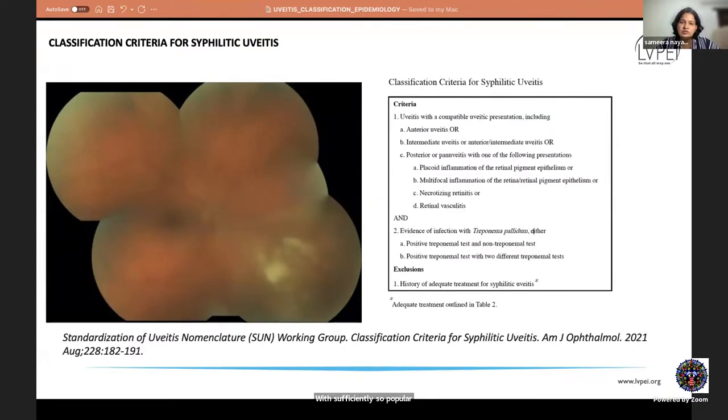The disease-specific criteria include uveitis with a compatible uveitic presentation, meaning presence of anterior uveitis or intermediate uveitis or posterior uveitis or panuveitis with one of the following presentations: placoid inflammation of the retinal pigment epithelium, or multifocal inflammation, or necrotizing retinitis, or retinal vasculitis, with evidence of infection with Treponema pallidum. Either positive treponemal test and non-treponemal test, or positive treponemal test with two different non-treponemal tests. And here, history of adequate treatment for syphilis needs to be excluded.